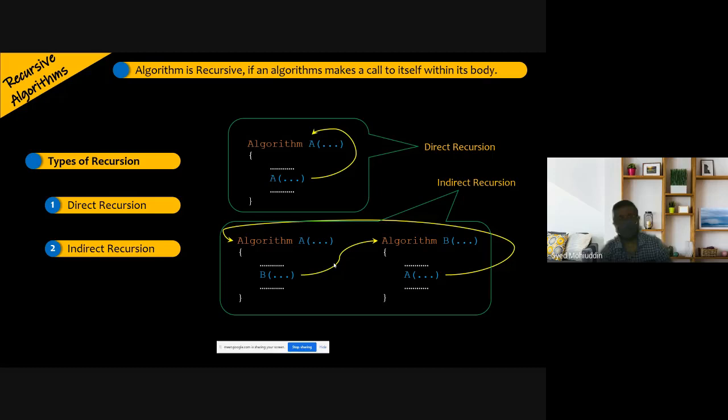This is known as indirect recursion. So broadly speaking, there are two types of recursion: direct recursion and indirect recursion. Though even in direct recursion, we have several other subtypes, for example tail recursion, head recursion, and tree recursion. But broadly speaking, we have direct recursion and indirect recursion.